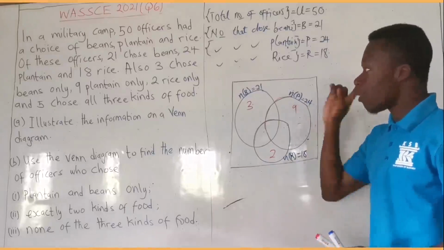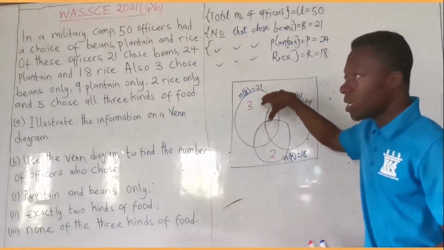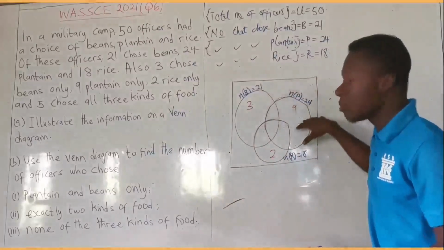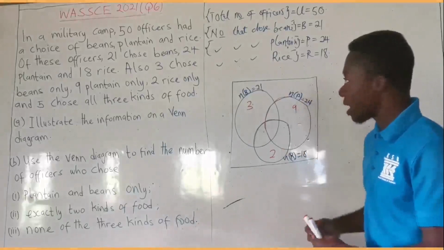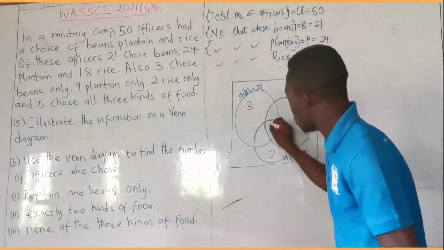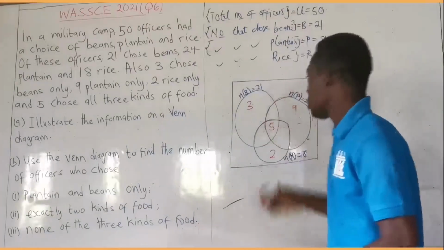Food. So meaning that for them, they will be in beans at the same time, rice at the same time, and at the same time what? Rice. So which region will indicate that? That is the middle region. This one here. 5 in this case.